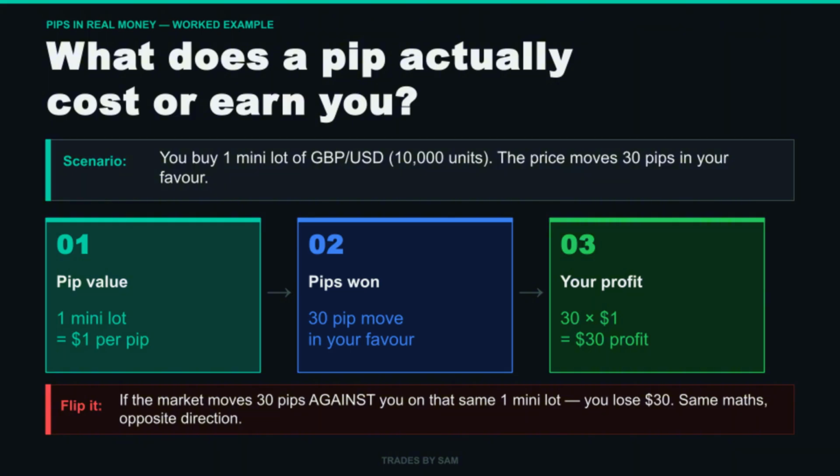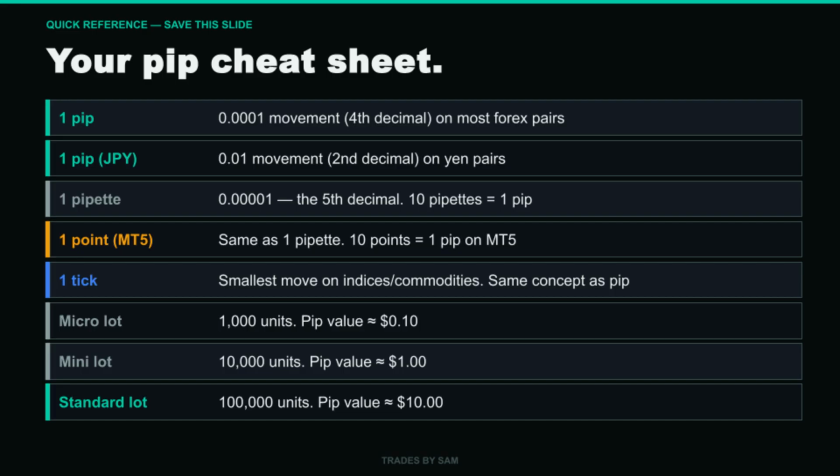Now imagine you'd traded a standard lot instead. Same 30 pip move, but now each pip is worth $10. That's $300 profit. Same trade, same analysis, just a bigger lot size. And of course, it works exactly the same way in the other direction. If the price had moved 30 pips against you, on a standard lot you'd have lost $300. This is why understanding lot sizes isn't optional, it's fundamental to how you manage risk.